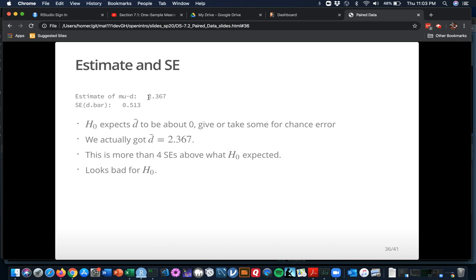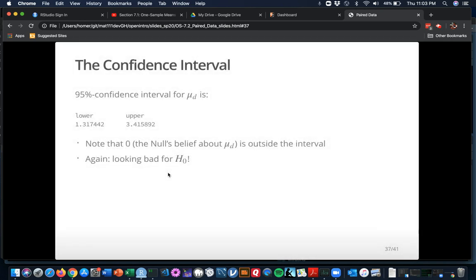Next up is the inferential work. The sample mean of differences is your best estimate for the mu d for the population. So our best guess is that mu d is about 2.367. But that guess could easily be off by 0.5 or so. Now, the null hypothesis expects the sample mean of differences to be around 0, give or take some for chance error. And what we actually got was like 4 of those standard errors above what the null was expecting. So it really does look bad at this point for the null hypothesis.